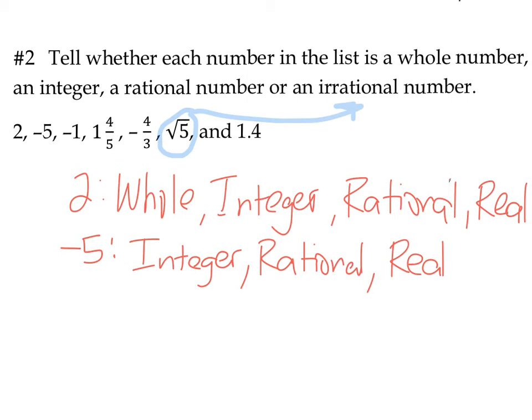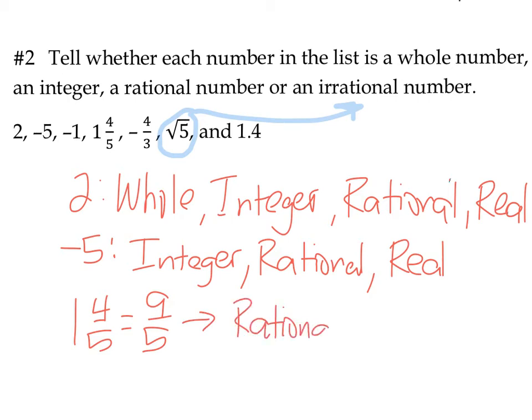1 4/5 is not a whole number. It's not an integer, but it is a rational number. We could write 1 4/5 as a fraction, a over b, as 9 over 5. So it is a rational number. It would be a real number as well, but again, we're not going to keep classifying everything as real. Negative 4/3, also a rational number. 1.4, also a rational number. We could write that as a fraction, right? But those are not whole numbers or integers.